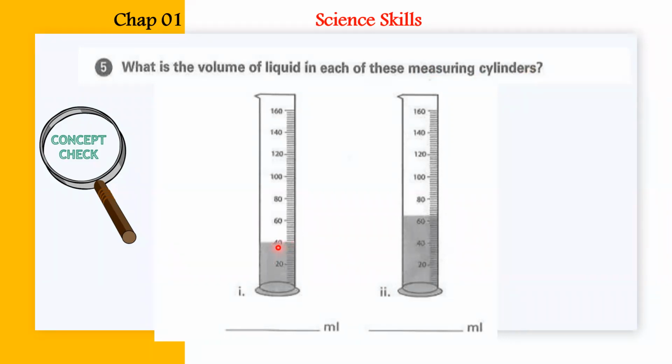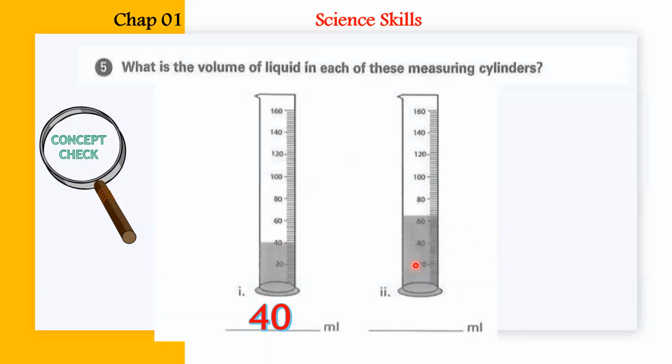Who will tell me about this? 40 milliliters. Okay, so the level of the water here in this tube is 40. So 40 milliliters, it will give you an idea about the 40 milliliters of water.